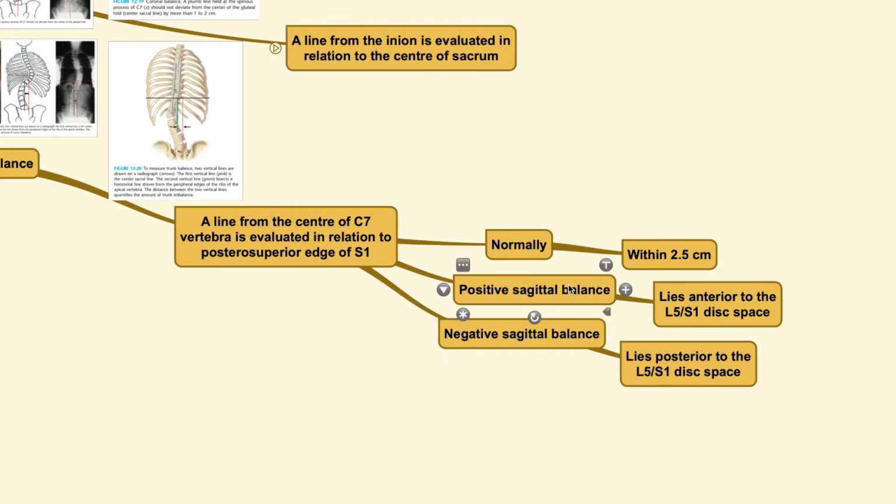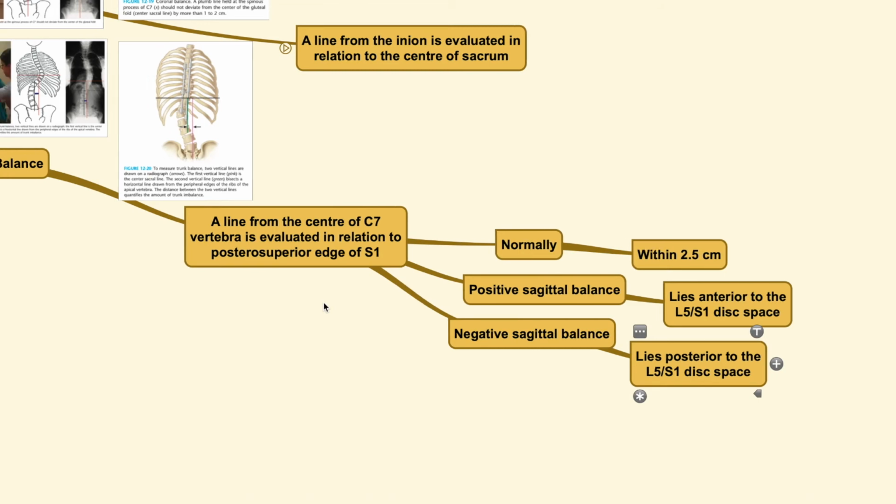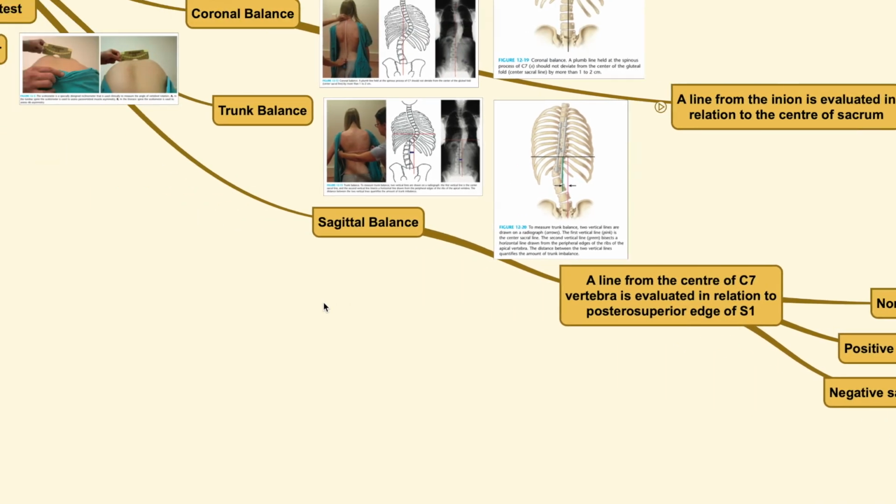You call it a positive sagittal balance when this line lies anterior to the L5-S1 disc space, and you call it a negative sagittal balance if it lies posterior to the L5-S1 disc space. For more discussion regarding sagittal balance, you could check out my spondylolisthesis video, the part 1 video. I have an extensive discussion regarding sagittal balance there.